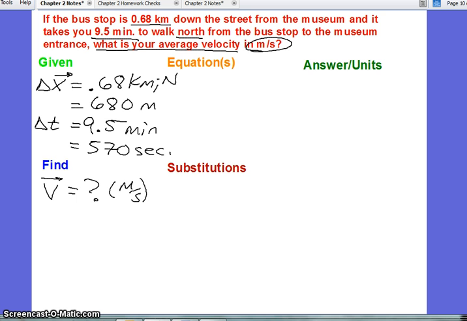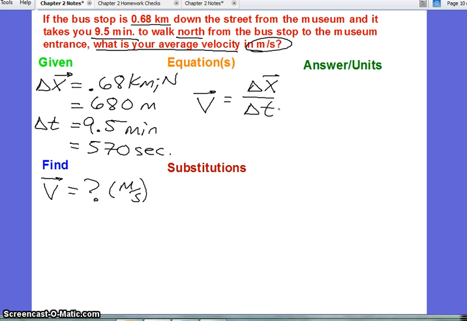Now the equation. When we're looking for an equation, of course it has to have the v in it. But the only other things it could have is delta x and delta t. So looking at our equation sheet, we see the first one has v in it, and it also has delta x and delta t. You see in your equation sheet that there are many equations, so the equation part is sometimes the most difficult of all.